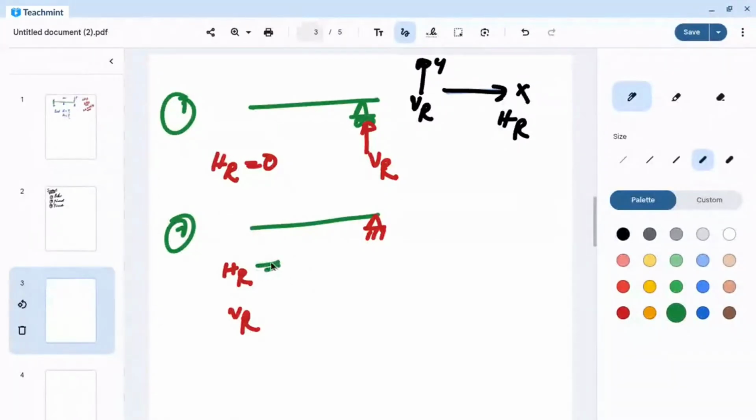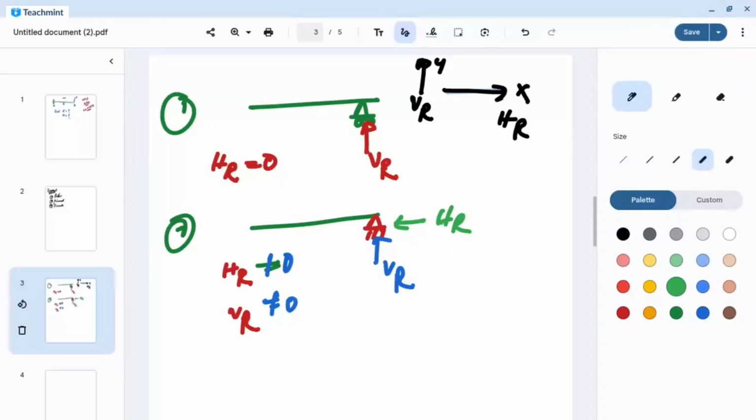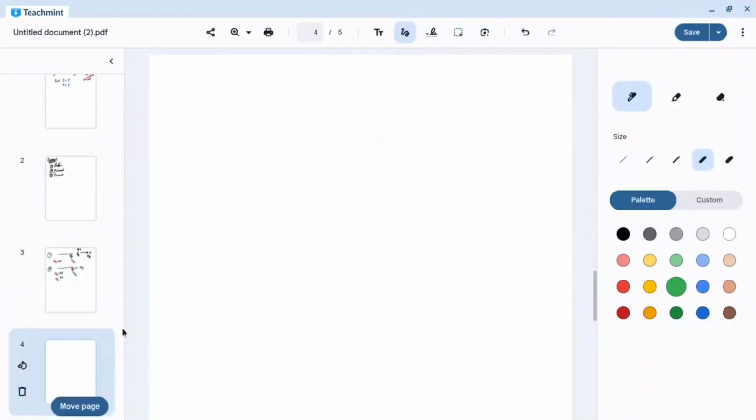So here the horizontal reaction is not equal to 0 and the vertical reaction VR is not equal to 0. So in a pin support there are two reactions, one along the y and one along the x. Now, what about the fixed support?